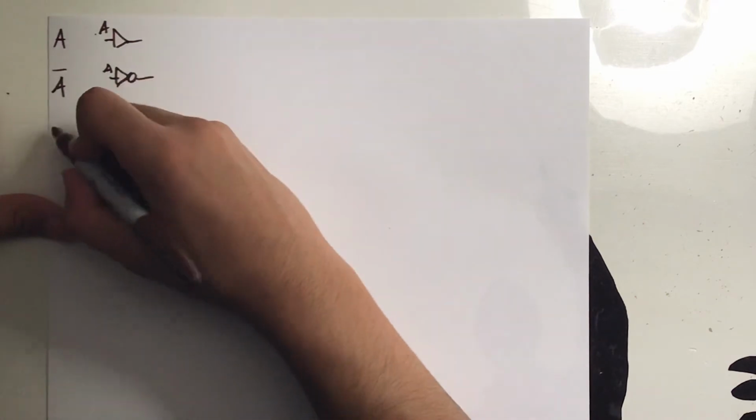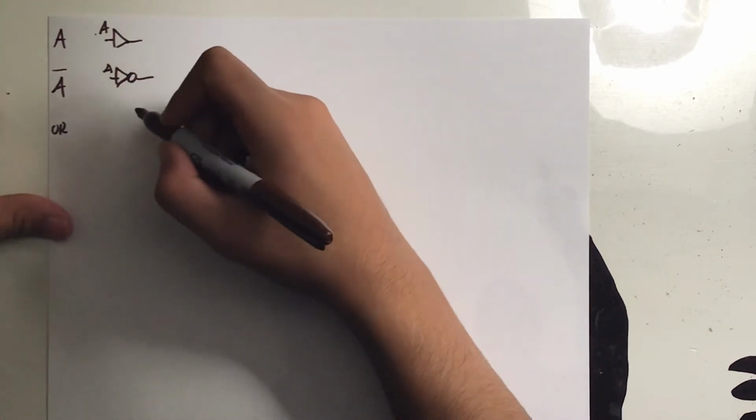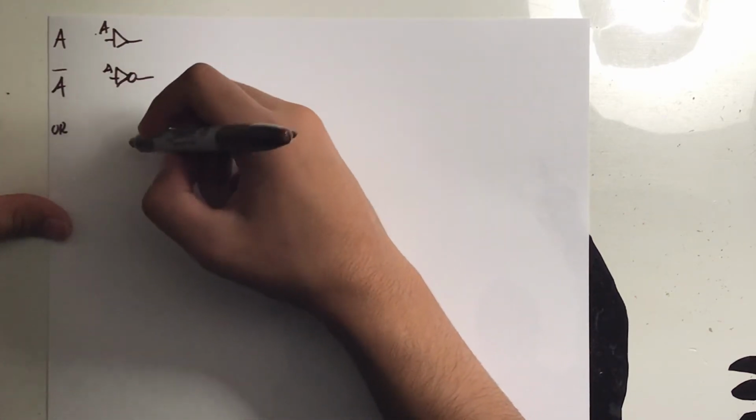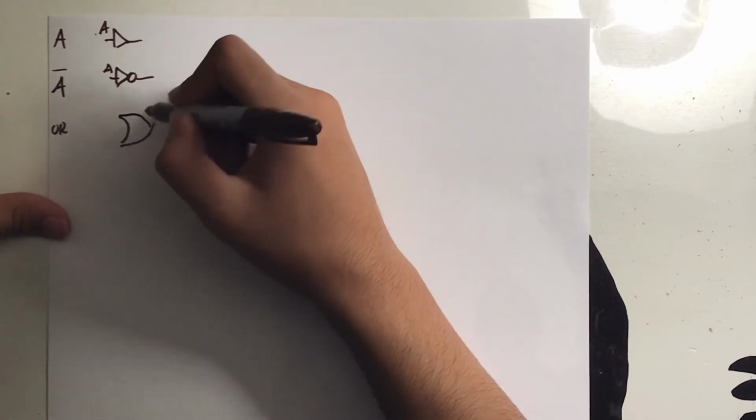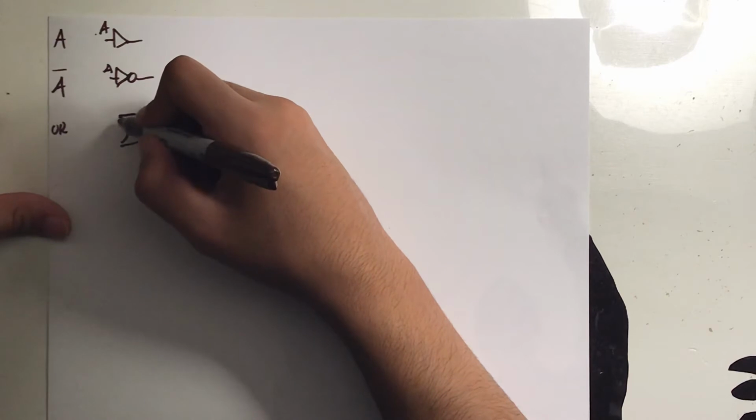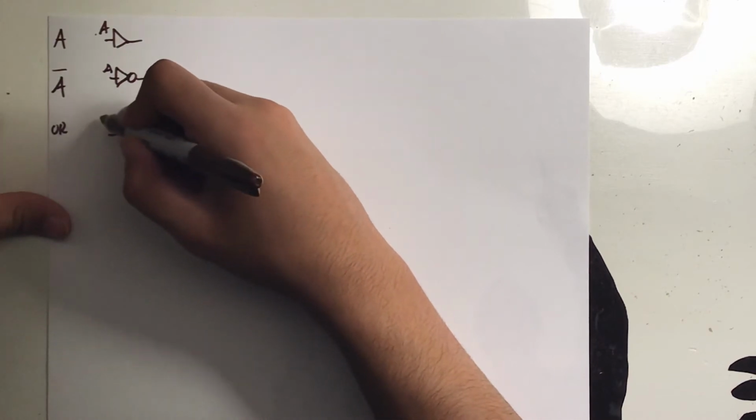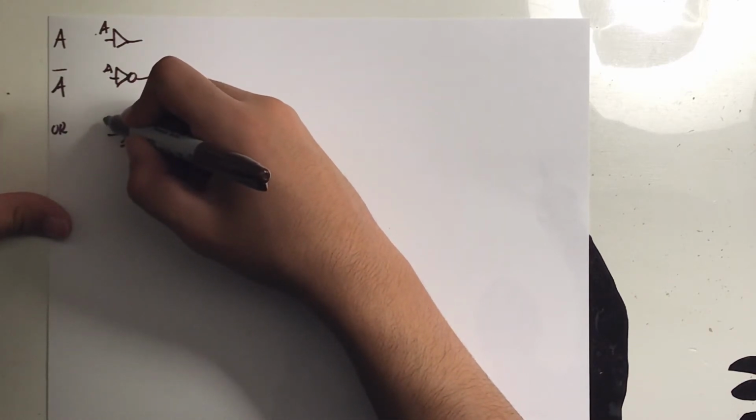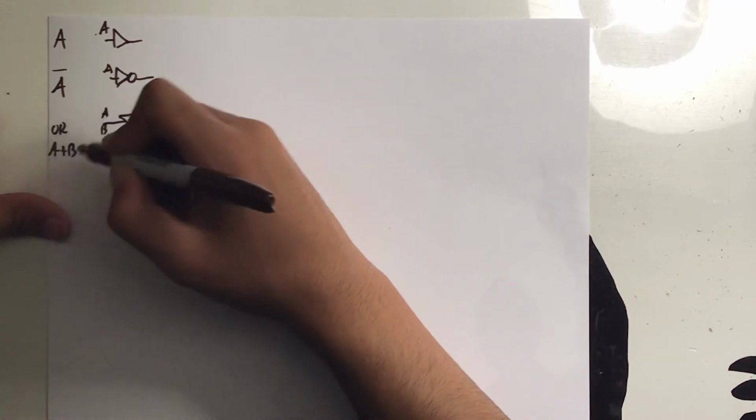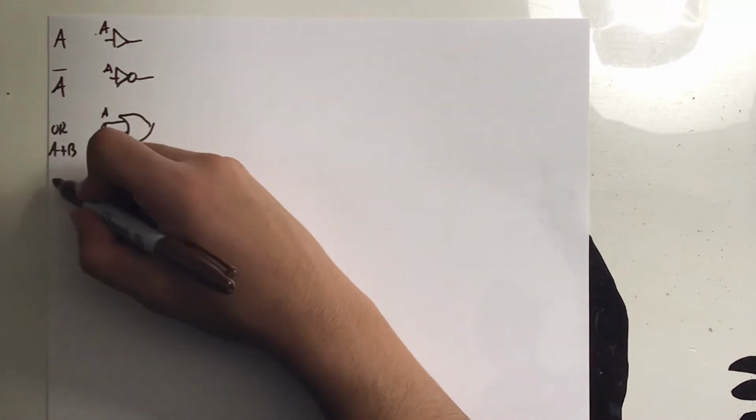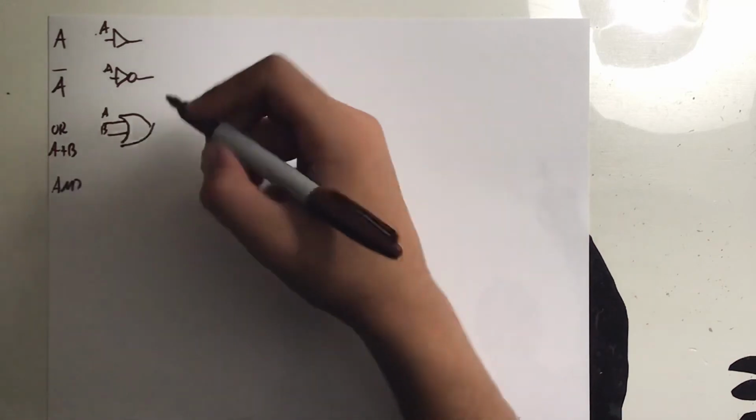Now if we want to represent or, I actually think of it as it has a curve. So let's say you want to or A and B, then this would be A or B. If you want to and something, it's going to be flat.